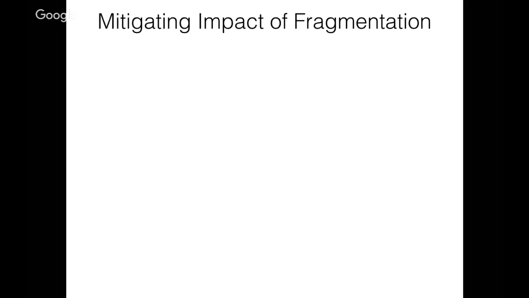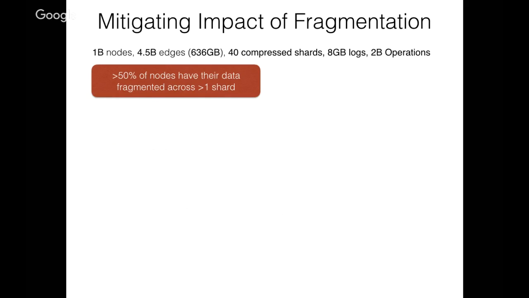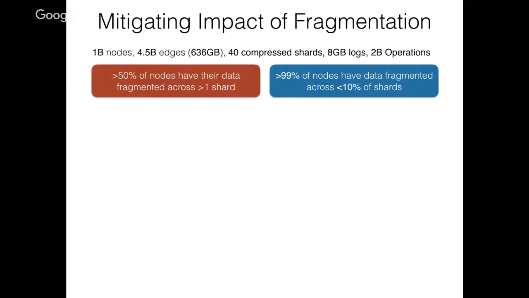Now, in order to mitigate the impact of this fragmentation, in ZipG we ran a few studies to determine and quantify the effect of this fragmentation. And by using a large-scale experiment with a relatively large number of updates, we found that while more than 50% of the nodes do get fragmented across more than one shard, the neat observation here is that most of these nodes, more than 99% of these nodes, have their data fragmented across a very small number of shards. So our approach will actually exploit this second observation.